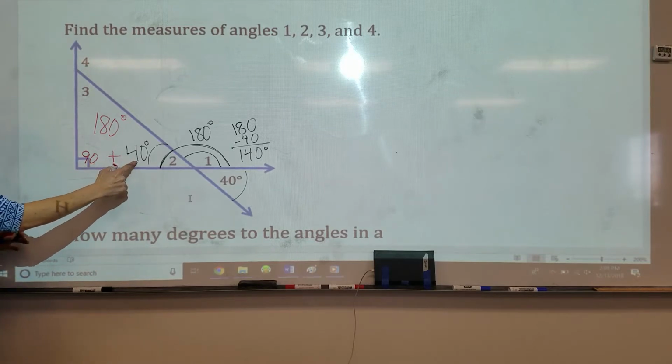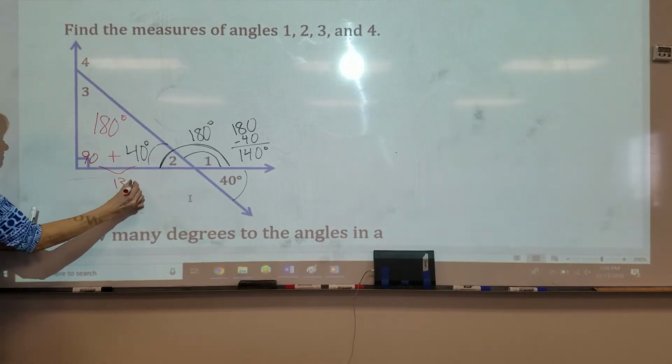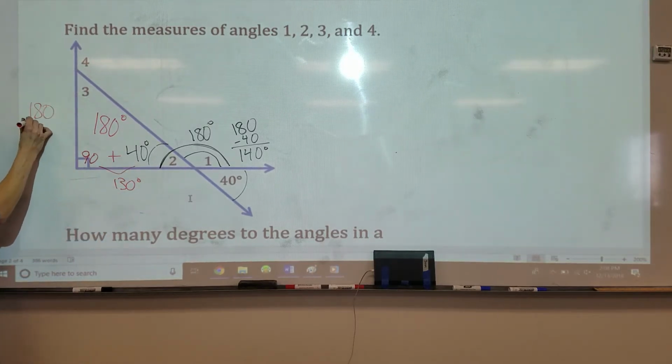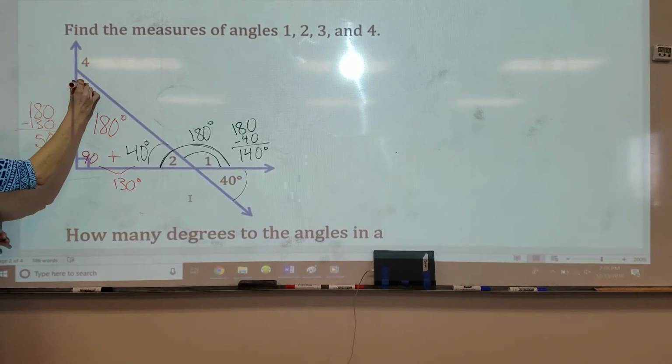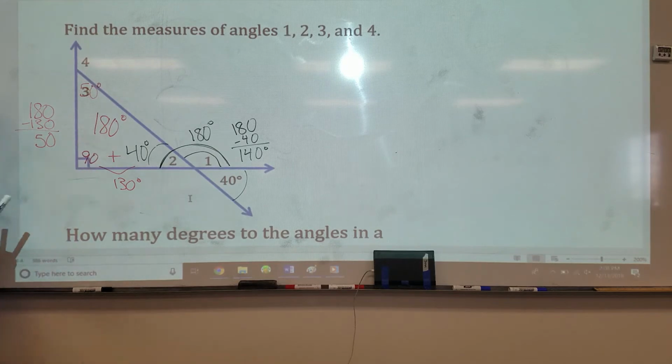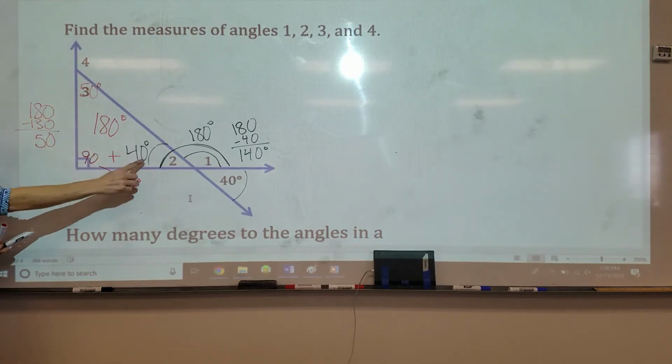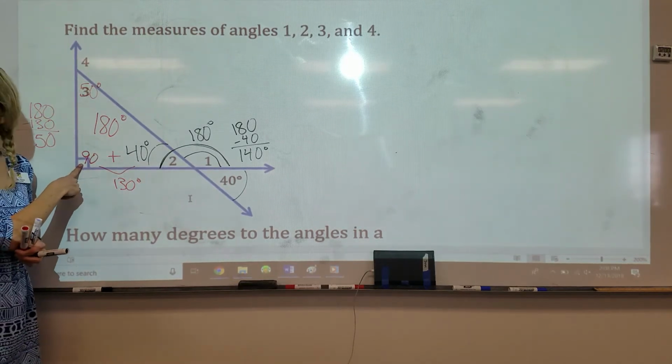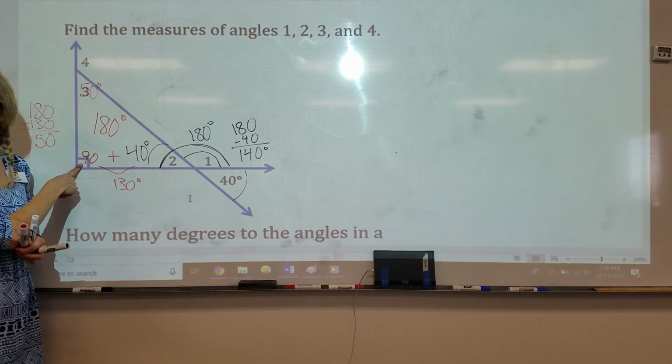Let's do that real quick. 90 plus 40 is 130. Right here I'm going to write 180 minus 130. Subtract, 8 minus 3 is 5. So this one is 50 degrees. Check. Is 50 plus 40 plus 90 equal to 180 degrees? Yes. So we did it right.